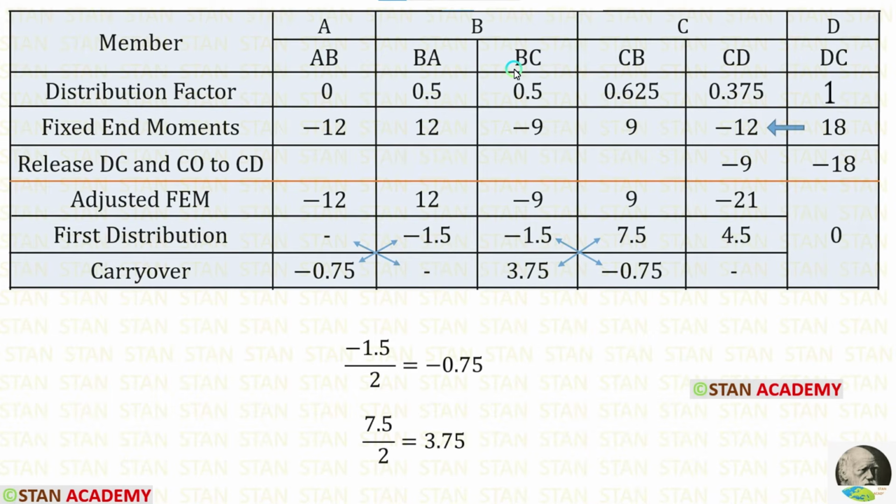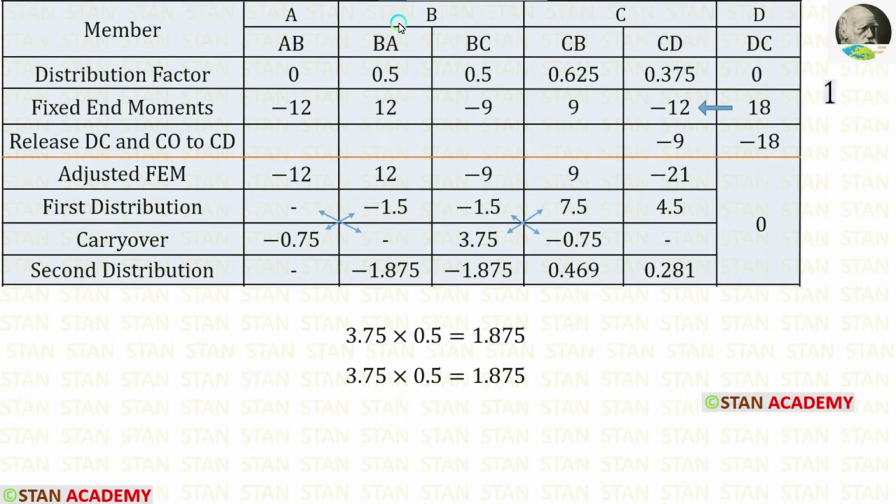Now let us make the carryover between BC and CB. Minus 1.5 upon 2, we will get minus 0.75, and 7.5 upon 2, we will get 3.75. Now let us make the second distribution. First, let us do in the joint B. For BA, there is no carryover. For BC only, there is carryover.